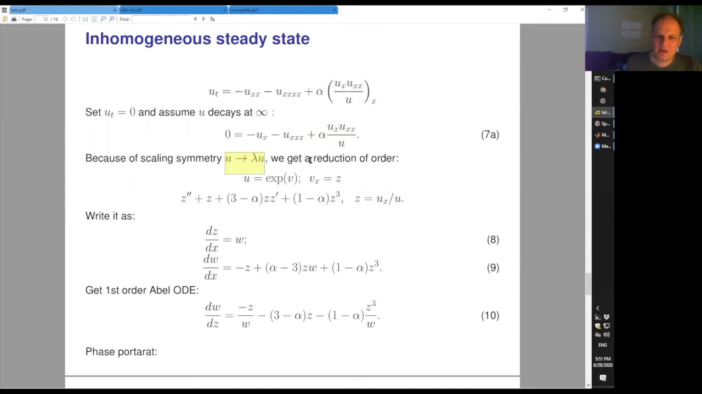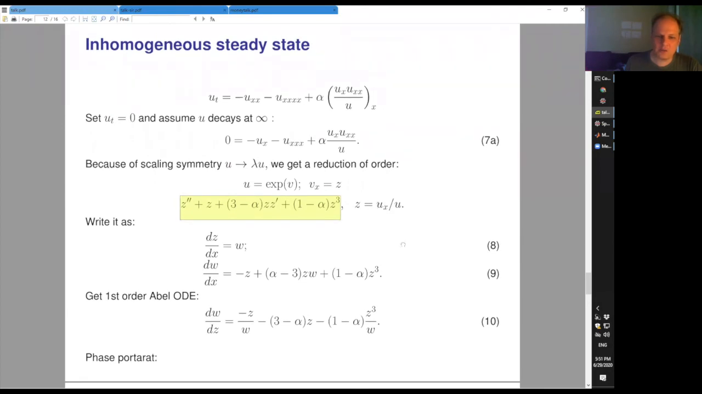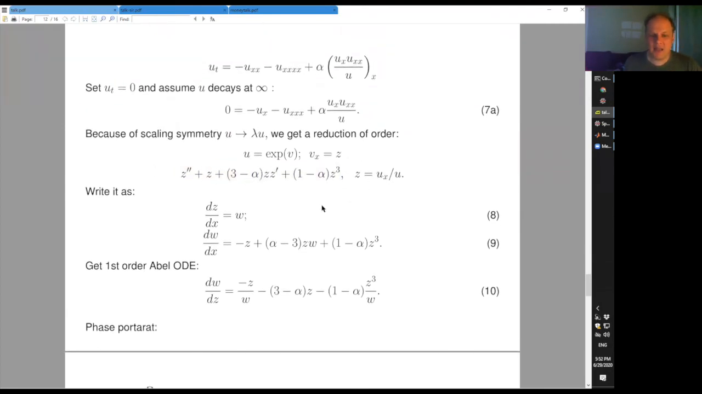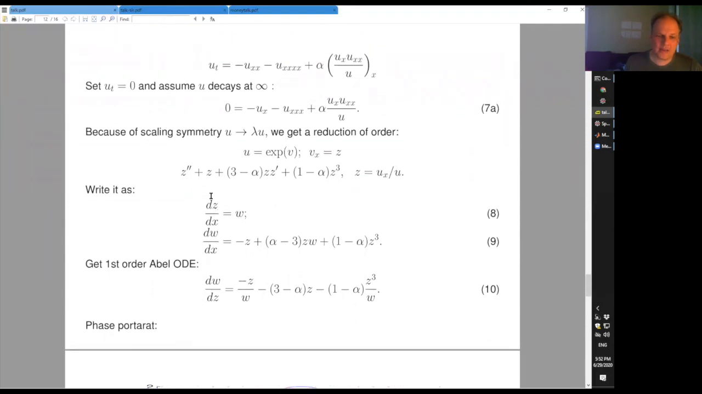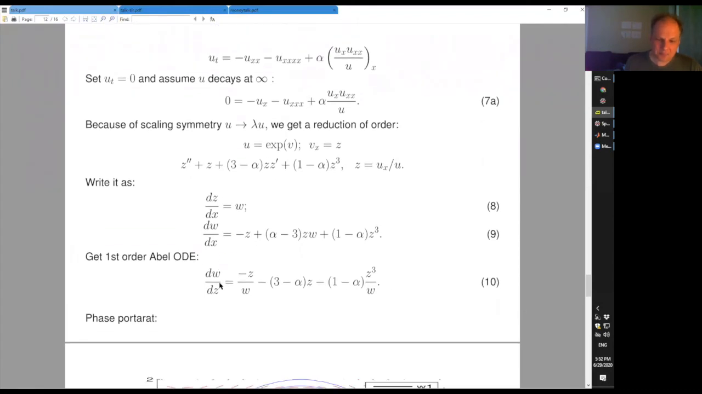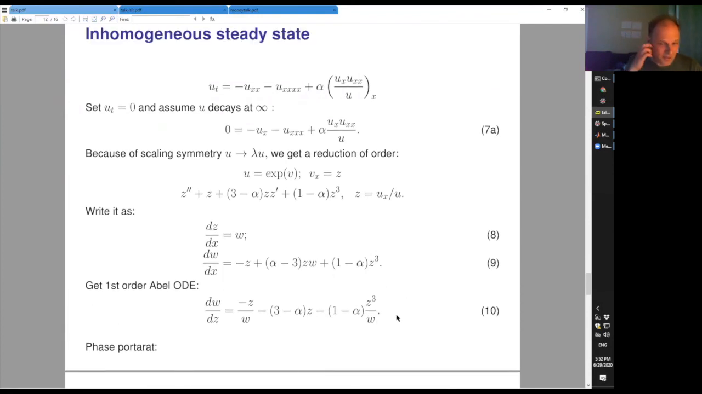If you look at this term here, when you have a scaling symmetry, you can reduce the order of the ODE. Okay, so if you use this scaling symmetry, make the appropriate change of variables that comes from the scaling symmetry, you end up with a second order ODE for this variable z as u_x over u. Now, the second order ODE, what can be done? Well, you can do phase portrait analysis of this, right? You can write it like this, or divide this equation by that, and then you get a first order ODE at the end. And this is kind of an Abel ODE. It's non-separable, so it's not clear what can be done.